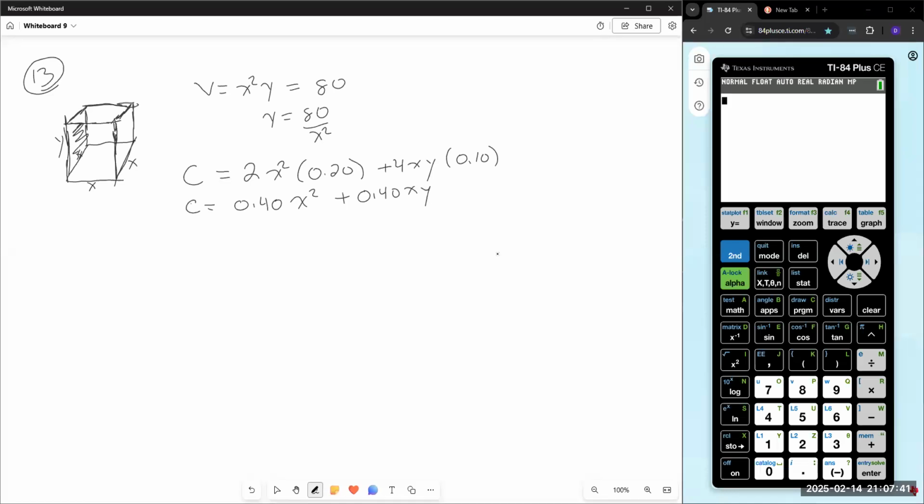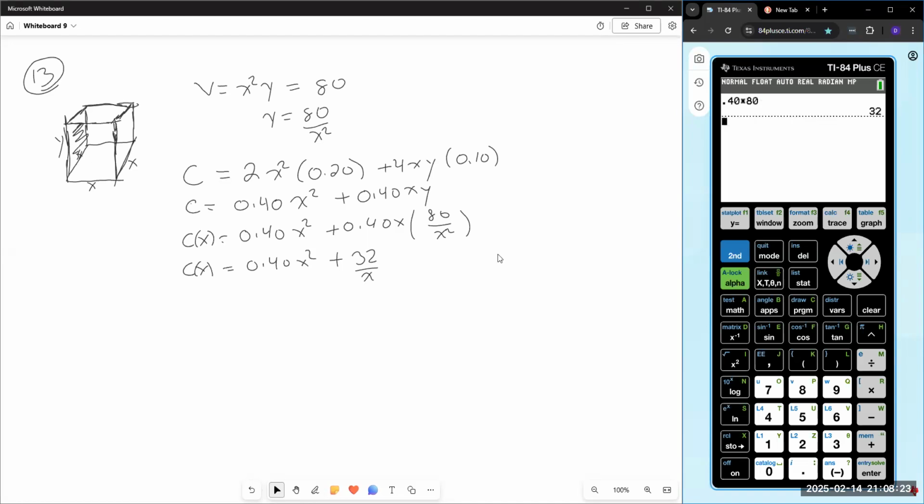And I want to eliminate the y to get everything in terms of x. So C of x is equal to 0.40x squared plus 0.40x times, we said y was 80 over x squared, giving us a C of x of 0.40x squared plus 32 over x, since 0.40 times 80 is 32.